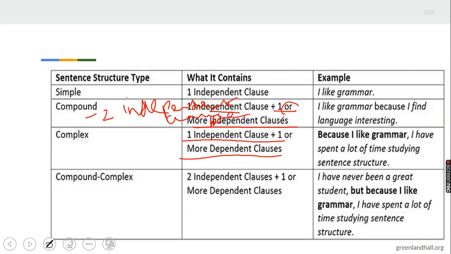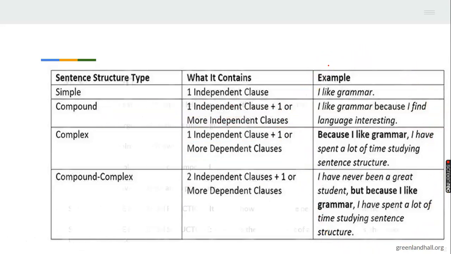And the last one is two independent clauses with one or more what? Dependent clause or clauses. You can see examples here. You can see more examples here in this column. Go through them, study them on your own.